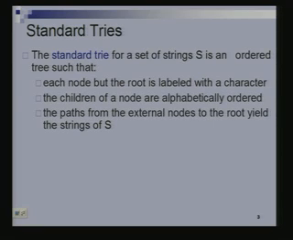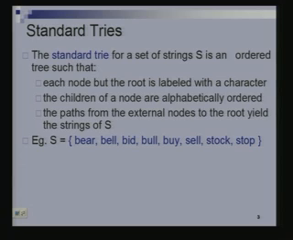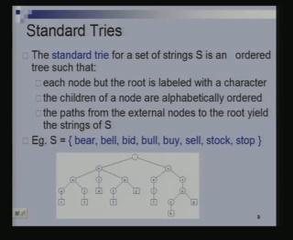So, what is a trie? I will show you a picture and explain it through this picture. A trie is a data structure to maintain a set of strings. Let us say I have a set S of strings: beer, bell, bid, bull, buy, sell, stock, stop. This is an example I think I picked from Goodrich and Tamassia.